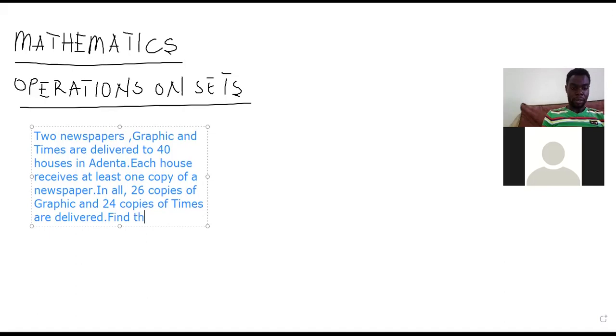Find the number of houses which receive Times only.